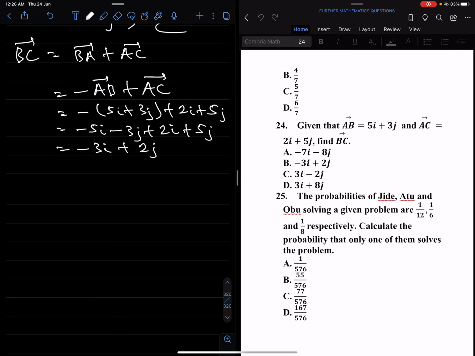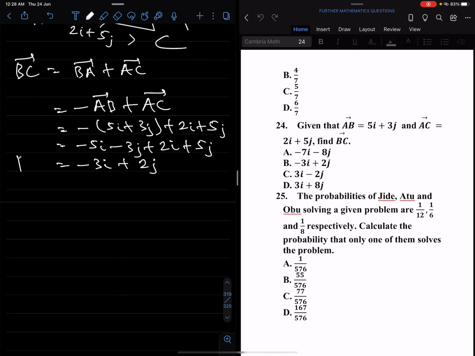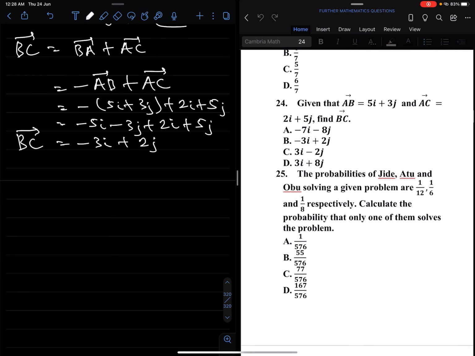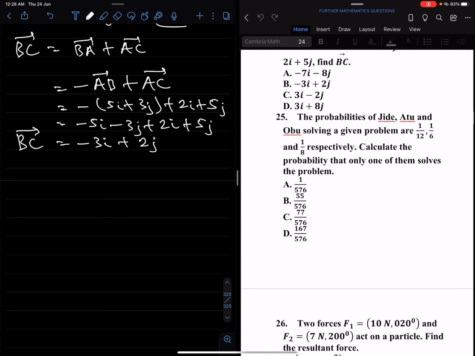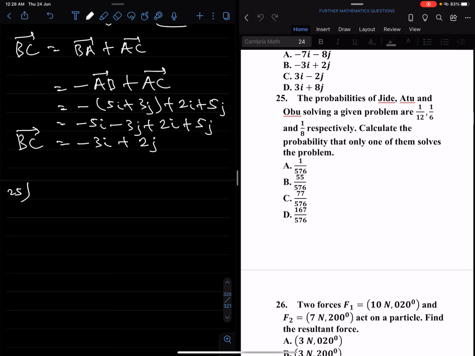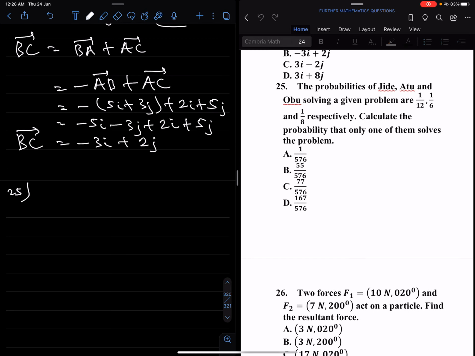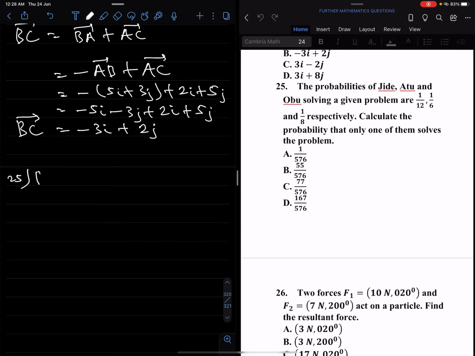And the next is, so therefore BC is minus 3i plus 2j. And the next one is number 25. The probabilities of Jide, Atu, and Obu solving a given problem are 1 over 12, 1 over 6, and 1 over 8 respectively. Calculate the probability that only one of them solves the problem.